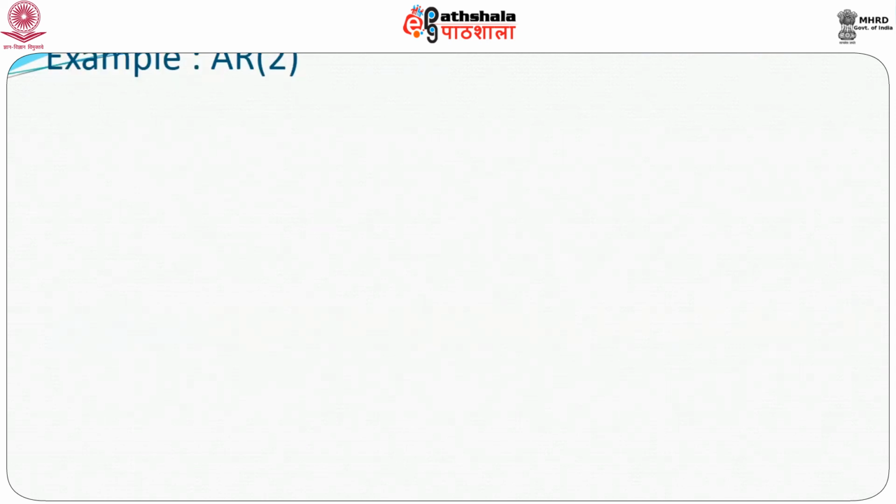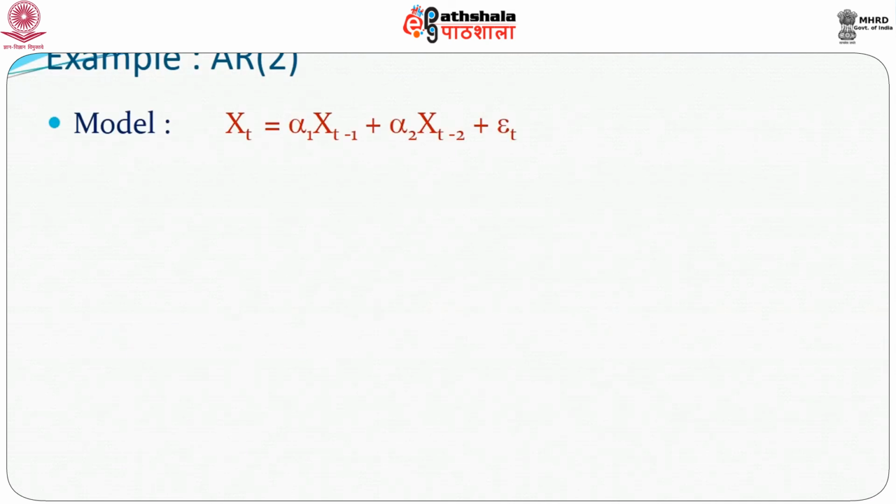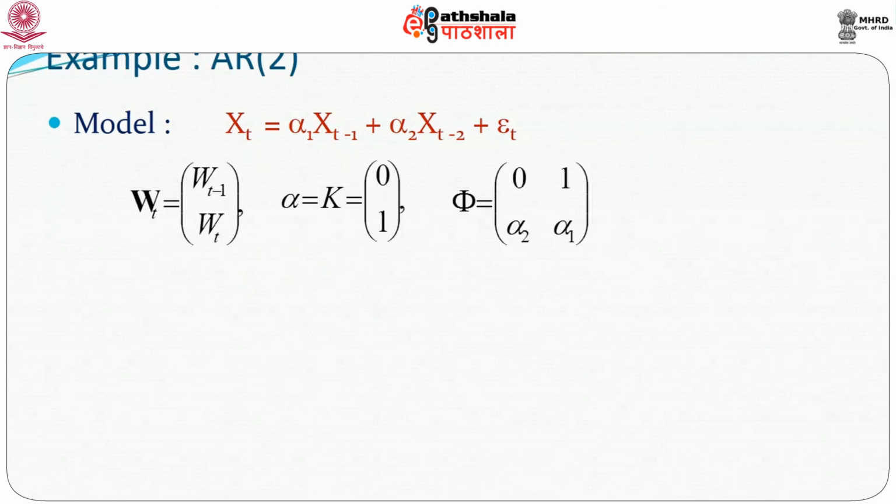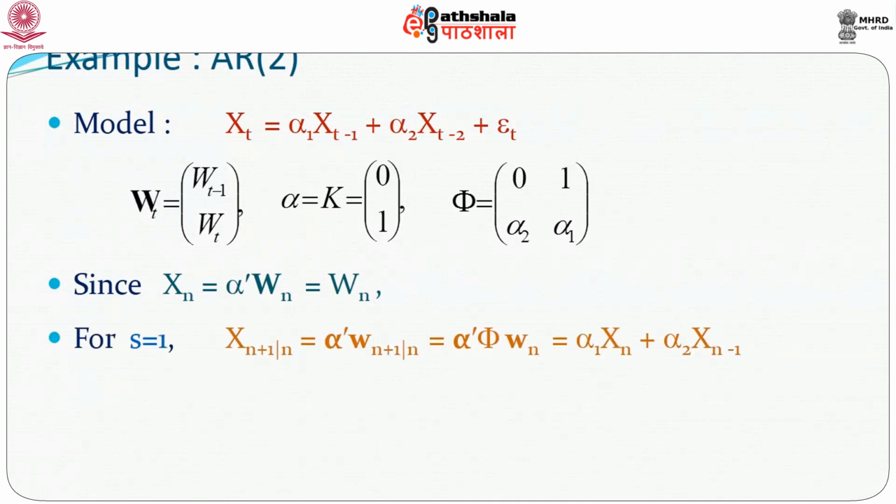Let us look at an example, the AR(2) model. Here x_t is alpha_1 x_{t-1} plus alpha_2 x_{t-2} plus epsilon_t, and to put it into the state space form, we have w_t, we have alpha defined as a 0 1 vector, we have phi defined as 0 1; alpha_2 alpha_1, and since x_n is alpha prime w_n, which is w_n basically, if we put that back into the prediction formulas, we see that for one step prediction, x_{n+1} given n would be alpha_1 x_n plus alpha_2 x_{n-1}.